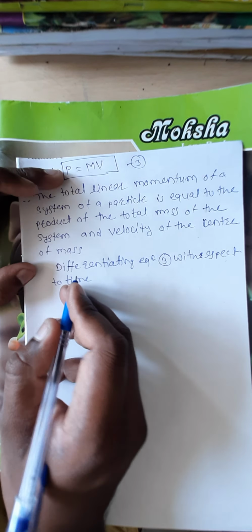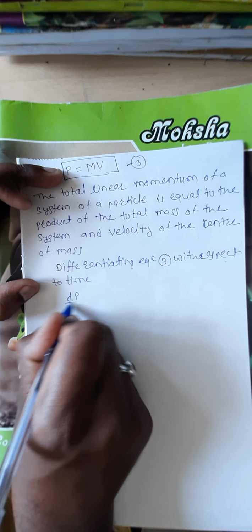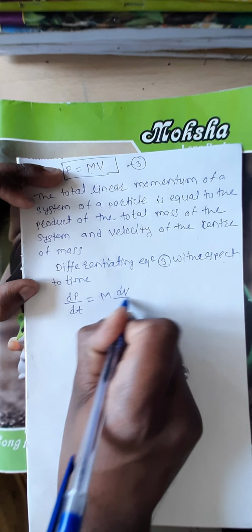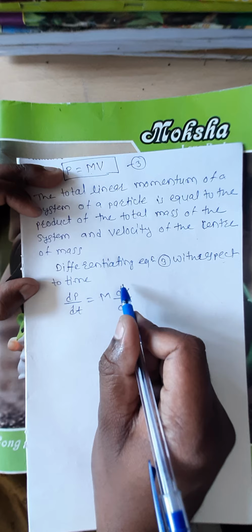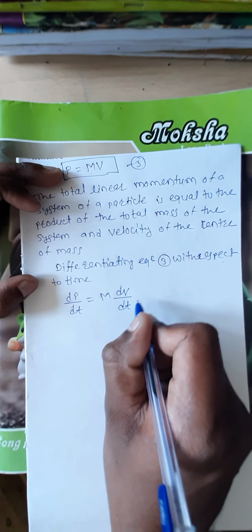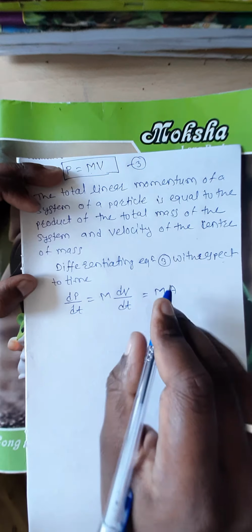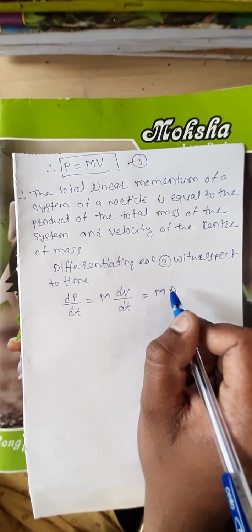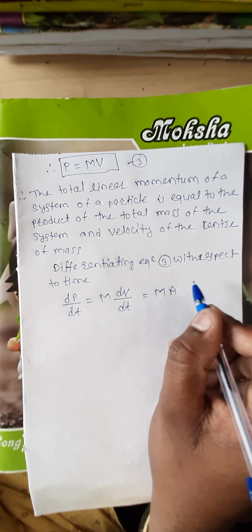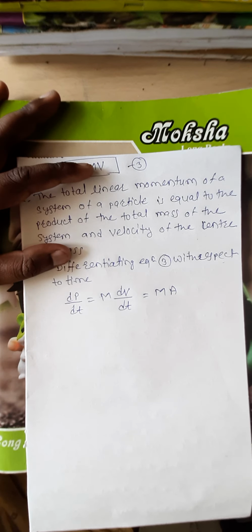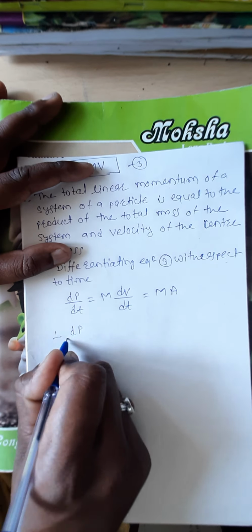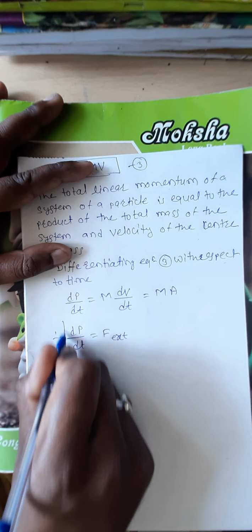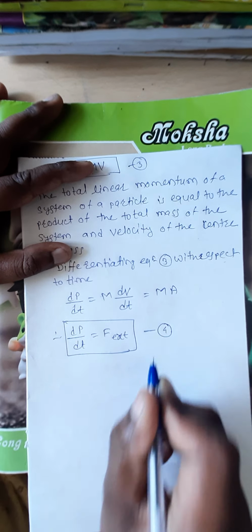Differentiating equation 3 with respect to time, dp by dt is equal to m, which is a constant, taken outside, into dv by dt. You know that dv by dt is nothing but acceleration, therefore m into a. So dp by dt is mass into acceleration. We have already seen in a previous point that m into a is the external force. Therefore dp by dt is the total external force acting on the system. This is equation 4.